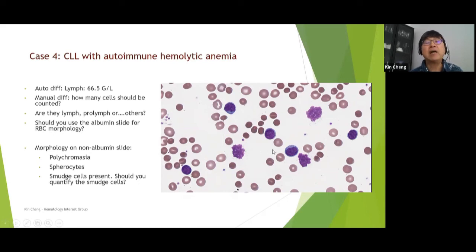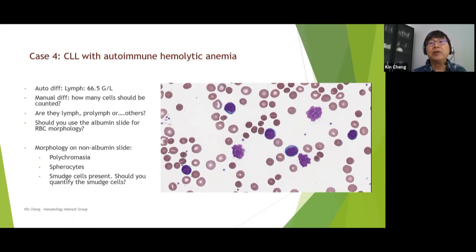If you just report lymphocyte, report smudge cells, then you miss another, more important thing, which is the hemolytic anemia in this case, because in CLL it's not uncommon to have autoimmune hemolytic anemia. And if you just focus on the lymphocyte and ignore the red cell, then you miss out some very important information, right?